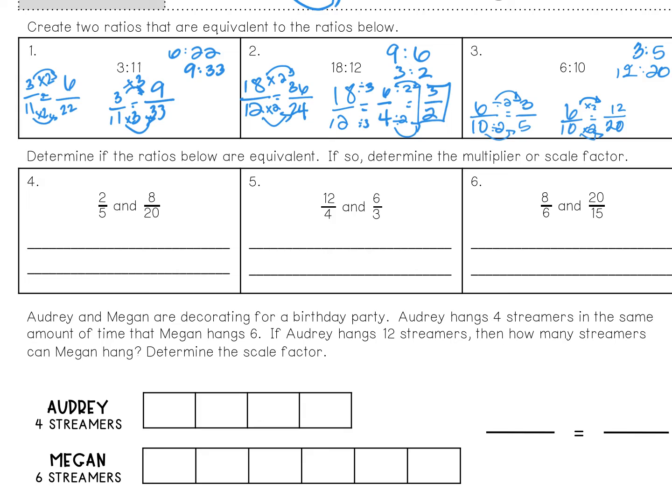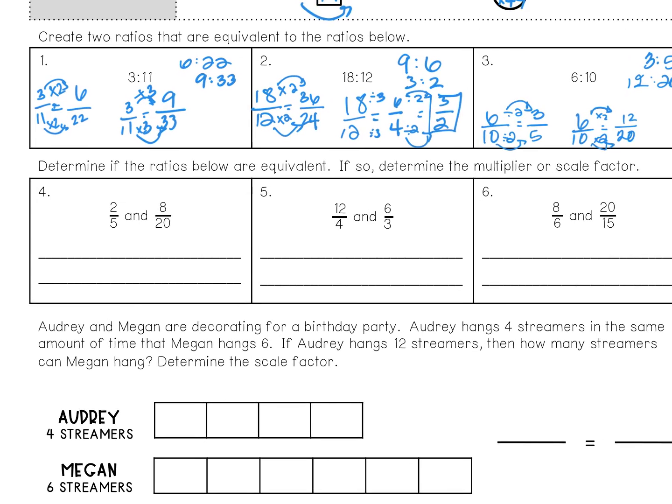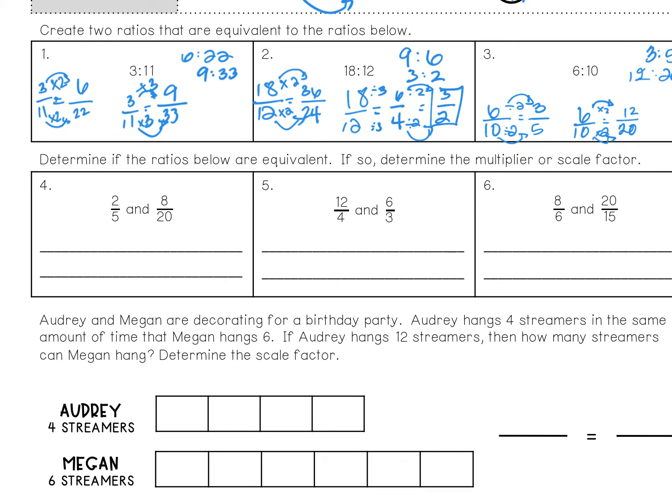Now I'm going to determine if the ratios below are equivalent. And then I'm going to determine the multiplier or the scale factor. So my first ratio here is 2 to 5 and 8 to 20, 2/5 and 8/20. So I'm going to see if they're equivalent.